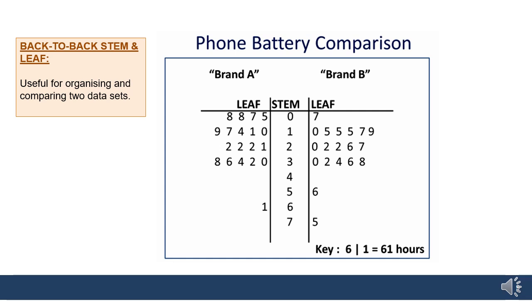So in this case, brand A is a certain cell phone, brand B is a certain cell phone, and different people had different experiences of battery time. That's what's shown in this back-to-back stem and leaf plot. The two columns on the right-hand side, we read just like a normal stem and leaf. So the 5 and 6 we read as 56.